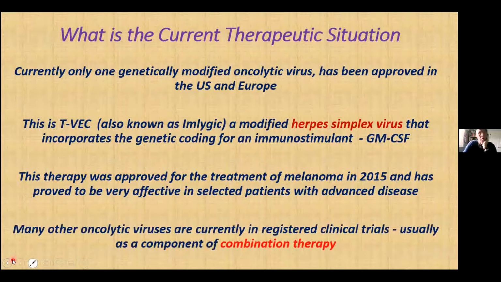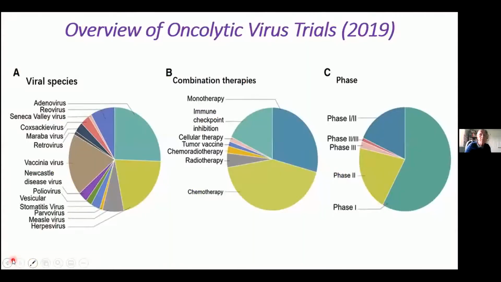However, there are many oncolytic viruses which are currently in registered clinical trials, over 50 in total, and there's a lot of interest in using them in combination with other therapeutic processes like chemotherapy or radiation or some of the other immune therapy mechanisms. And this slide looks very complicated, but on the left-hand side here, where you've got the viral species, this just shows you how many different viruses are being looked at the moment. But if you look at the bigger sections of the viruses in use, adenoviruses, herpes viruses, and vaccinia viruses are the main ones being looked at the moment.